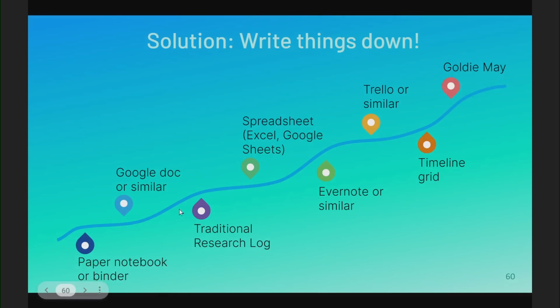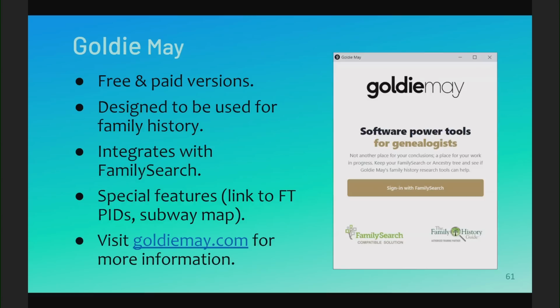Paper, Google Doc, a research log. You can Google and find many types of research logs. Keep it in a spreadsheet, keep it in Evernote. Use Trello, which is kind of an electronic post-it note program. Timeline grid, we've mentioned. You can Google that because time does not permit us to go into that in great detail. I do want to go into detail a little bit, though, about Goldie May, which I totally love.